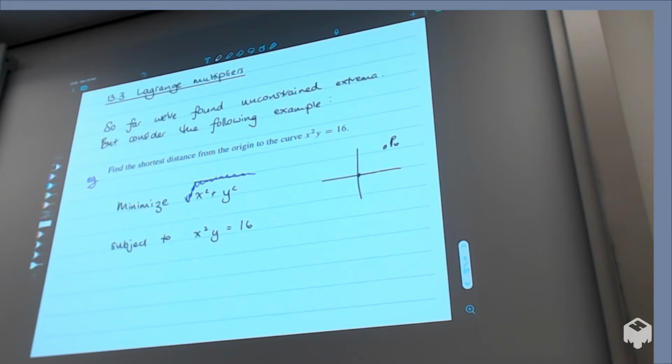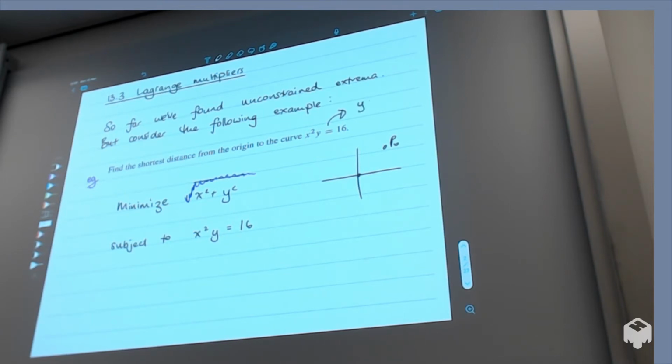Okay. So this is not a surface. x squared y equals 16. What is it? Well, it depends whether you're thinking about it in z. It hasn't said anything about including the z coordinate, so we're just thinking of it in the plane. If you want to draw this, what would you draw?